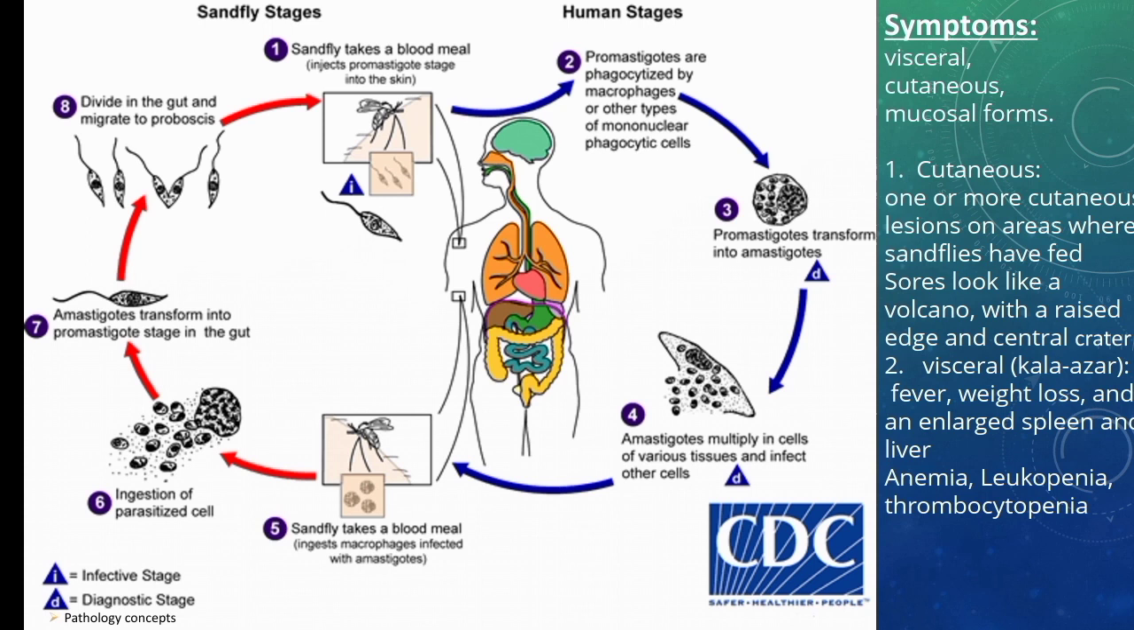Three different forms are seen in leishmaniasis: visceral, cutaneous, and mucosal. In cutaneous leishmaniasis, one or more cutaneous lesions are seen on the area where sandflies have fed. Sores look like a volcano with a raised edge and a central crater. Visceral leishmaniasis, also known as kala-azar: the symptoms are fever, weight loss, enlarged spleen and liver, anemia, leukopenia and thrombocytopenia.